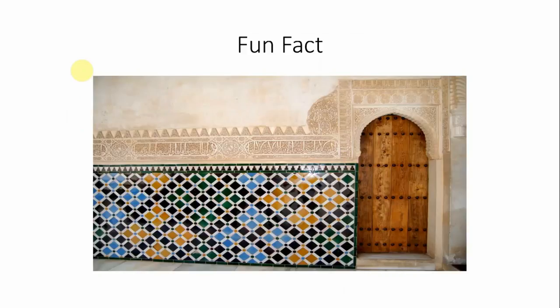A fun fact about tessellations: the Alhambra is a big old castle in Spain. It's basically full of tessellations. The artwork, you see tessellations on the wall, on the floor, on the ceiling, everywhere in the Alhambra.